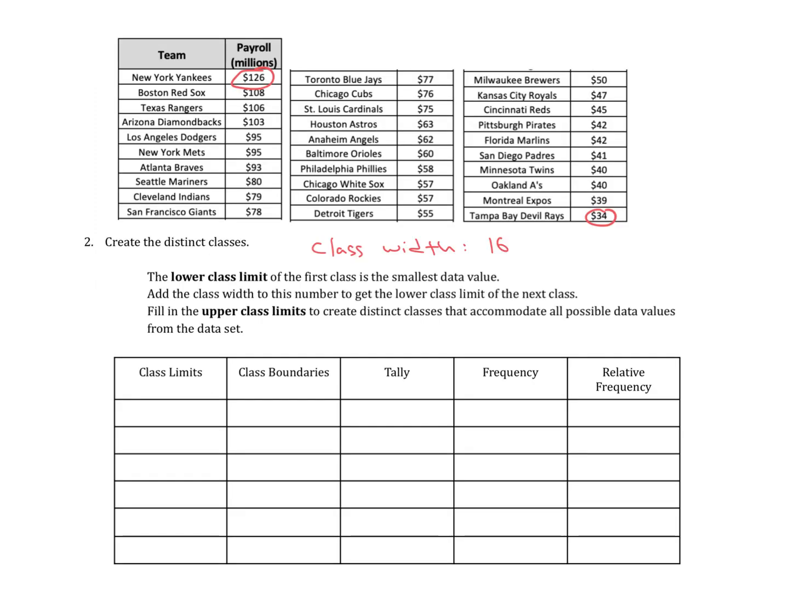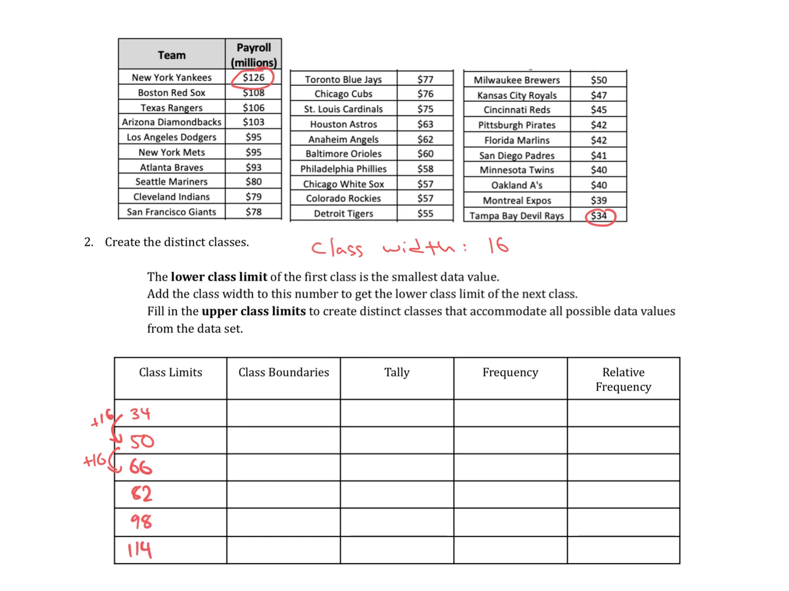Now we're going to create the distinct classes. The lower class limit of the first class is the smallest data value. So I'm going to start with my smallest number from that table, which is 34. And then we're going to add the class width to that lower class limit to get the next lower class limit. So I'm going to add 16 to 34, and that gives me 50. And I'm going to add 16 again and do all my lower class limits first by continuously adding 16, the class width. So then I keep adding 16, I get 82, add 16 again, 98, add 16 again, and I get 114.